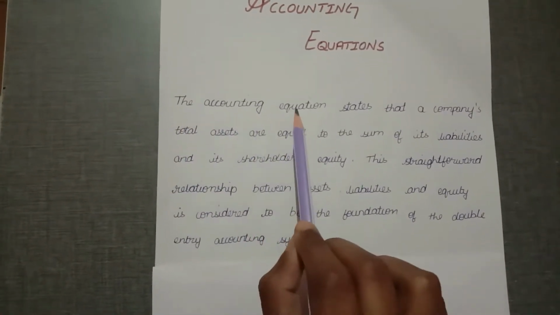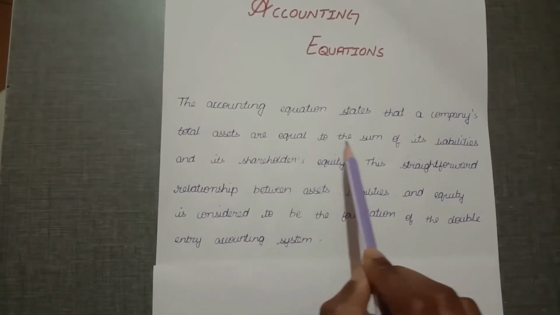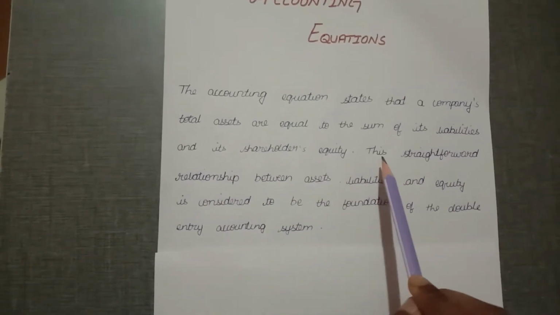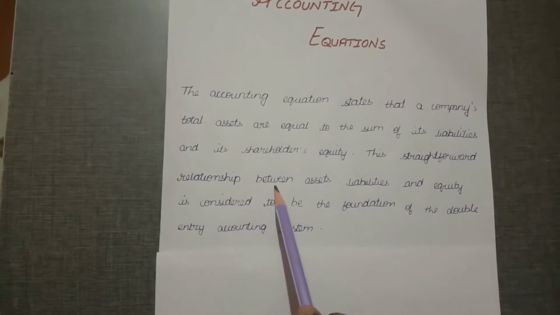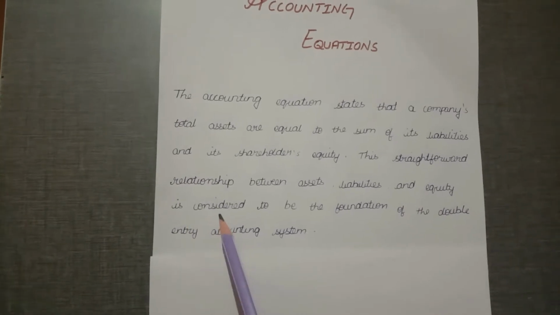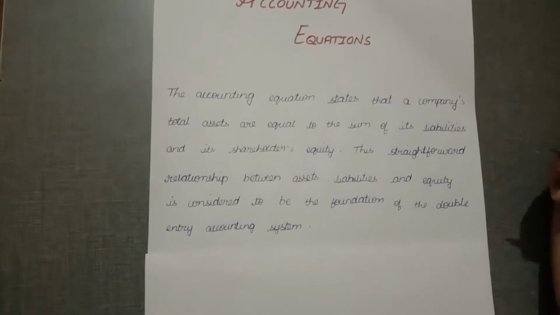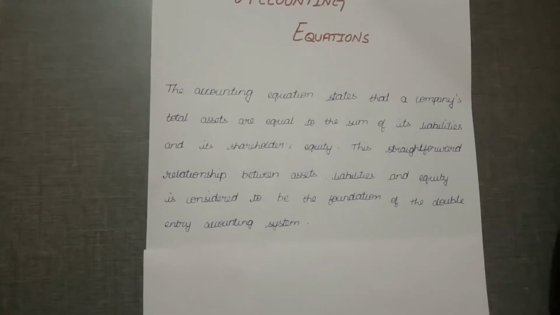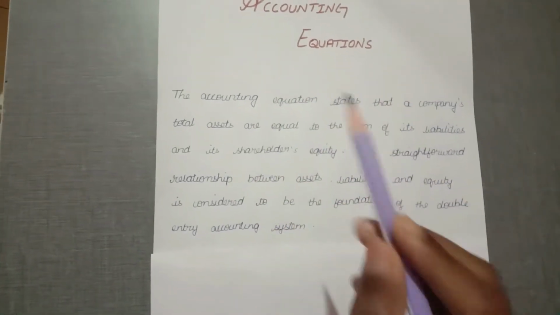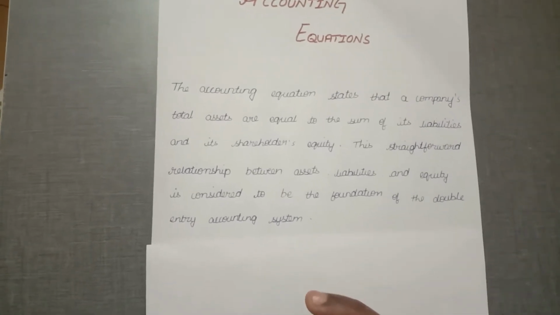The accounting equation states that a company's total assets are equal to the sum of its liabilities and its shareholders' equity. The straightforward relationship between assets, liabilities and equity is considered to be the foundation of the double entry system. In this, we get to know that the accounting equation comes under assets, liabilities, then capital. It would be helping the double entry system also.